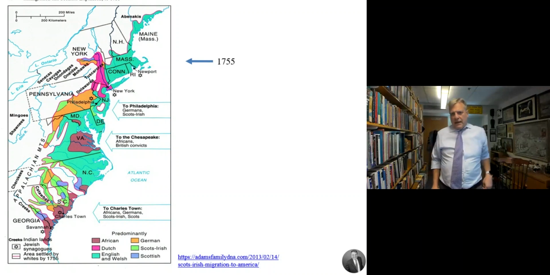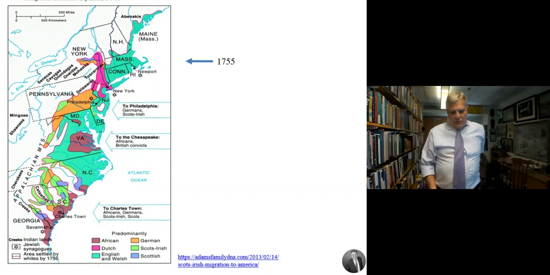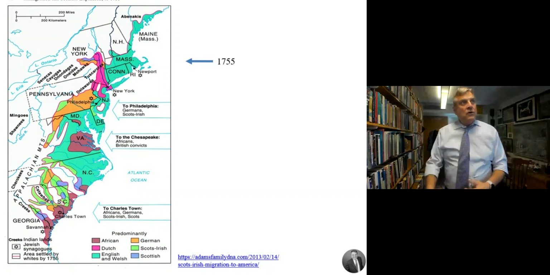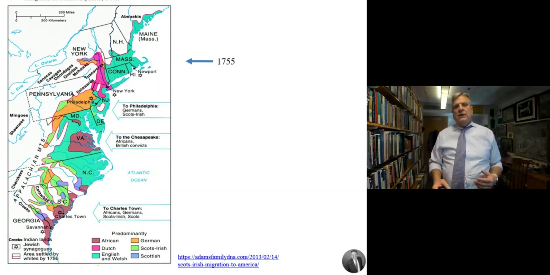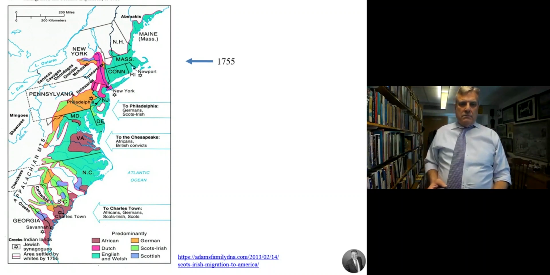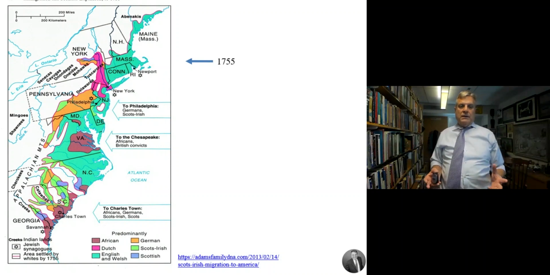This is a brilliant map. You can find it all over the internet. It's worth spending some time with. This shows us the modal populations across the British colonies in 1755. For example, you'll notice an African population, which was the modal, meaning the most common, the most populous population within Charlestown, South Carolina.